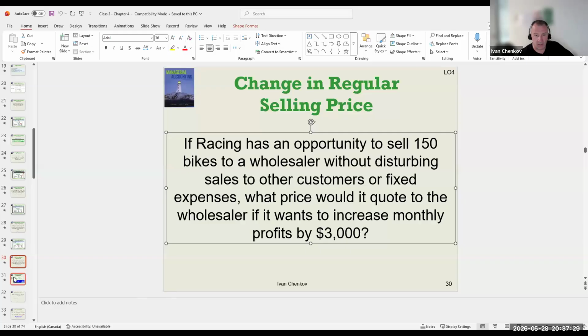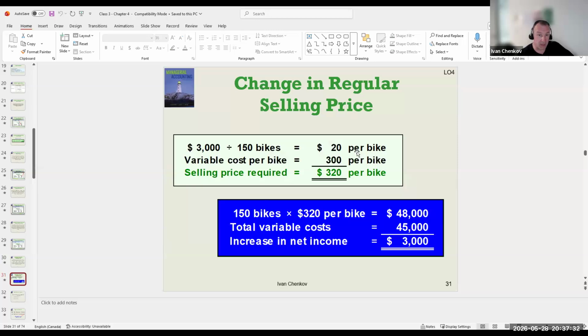Let's go to the slides and see how the slides continue. Again, you can go per bike. I want $3,000 from 150 bikes, so I want $20 per bike. Variable cost is 300, so I need to sell it for 320. Other way, from the 150 bikes, I need $3,000. My variable cost will be 45,000. So I need to sell them for 48,000 to cover the cost of 45,000 and get the $3,000.